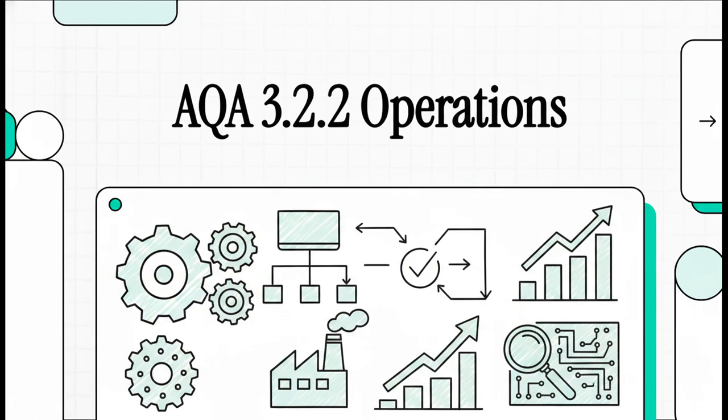Today, we're popping the hood of a business to really understand its true engine room, managing operations. Whether you're gearing up to absolutely master AQA Topic 3.2.2 for your exams, or you just want to figure out how the world's most successful companies actually function on a day-to-day basis, well, you are in exactly the right place.